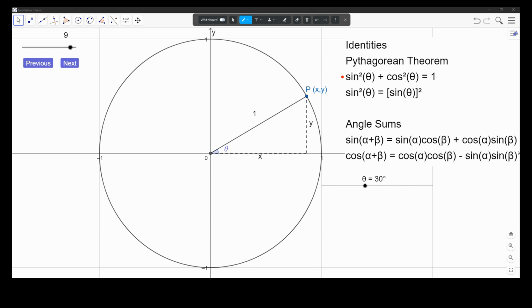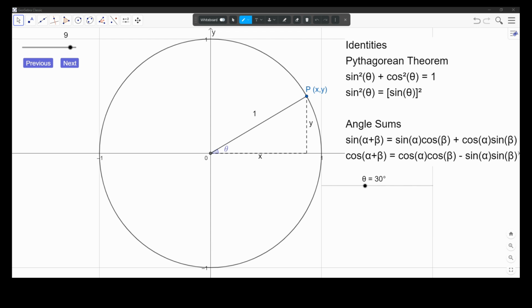One is simply a restatement of the Pythagorean theorem in terms of the functions sine and cosine. If you go back and remember, the Pythagorean theorem, using this notation, would be x squared plus y squared is equal to 1 squared, right? Y squared is equal to the sine of theta squared. X squared is equal to the cosine of theta squared. So a restatement of the Pythagorean theorem is just that the square of sine plus the square of cosine is equal to 1.